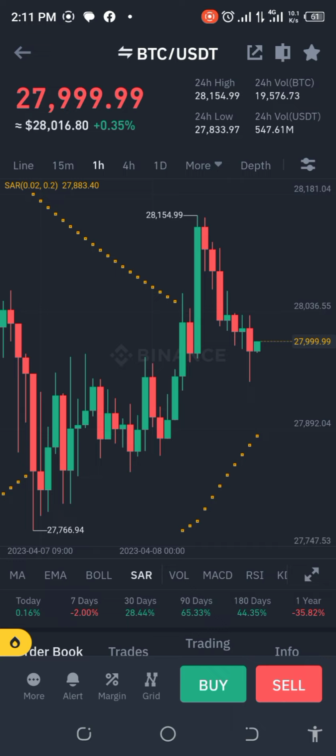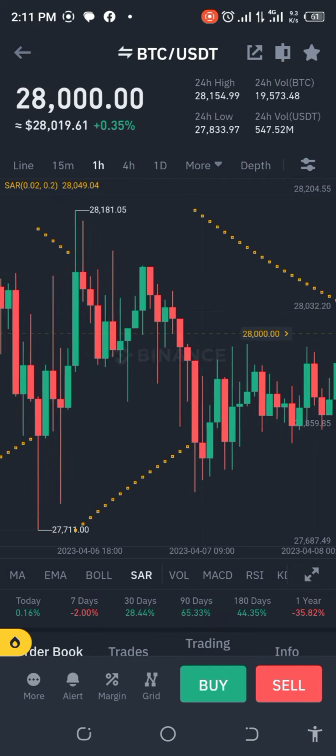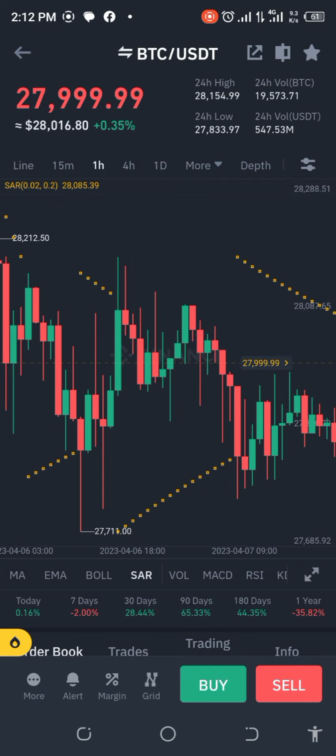So what is the parabolic SAR? The parabolic SAR is a technical indicator that indicates the trend of the market in terms of the direction of the price of that particular asset. In this pair, BTC USDT, you can see that we have these dots. These dots are the patterns that the SAR shows us. SAR just means stop and reversal, so it's a stop and reversal system.